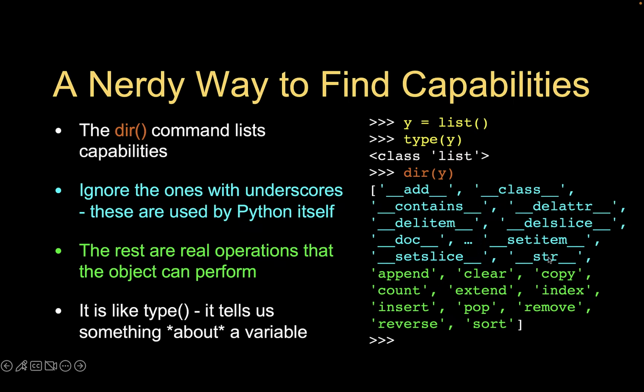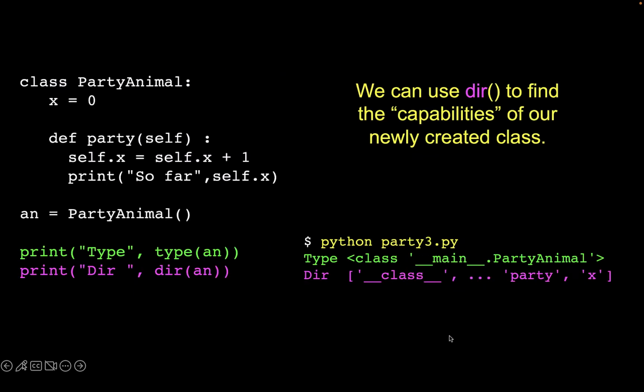You're not supposed to. Okay, so we're not emphasizing these, but we are going to emphasize the ones that have regular names. They're not dundered, and that we call all the time. And again, ones that we use a lot include append, count, and sort, and perhaps reverse if we want to put it into the opposite order. Okay. So we can use dir to find the capabilities of our newly created class.